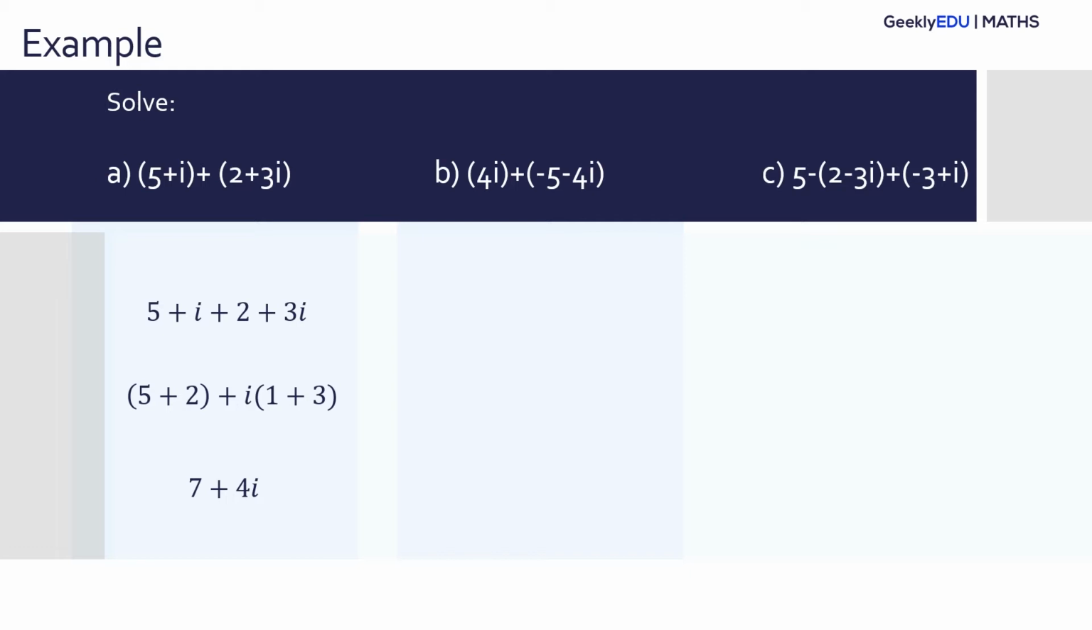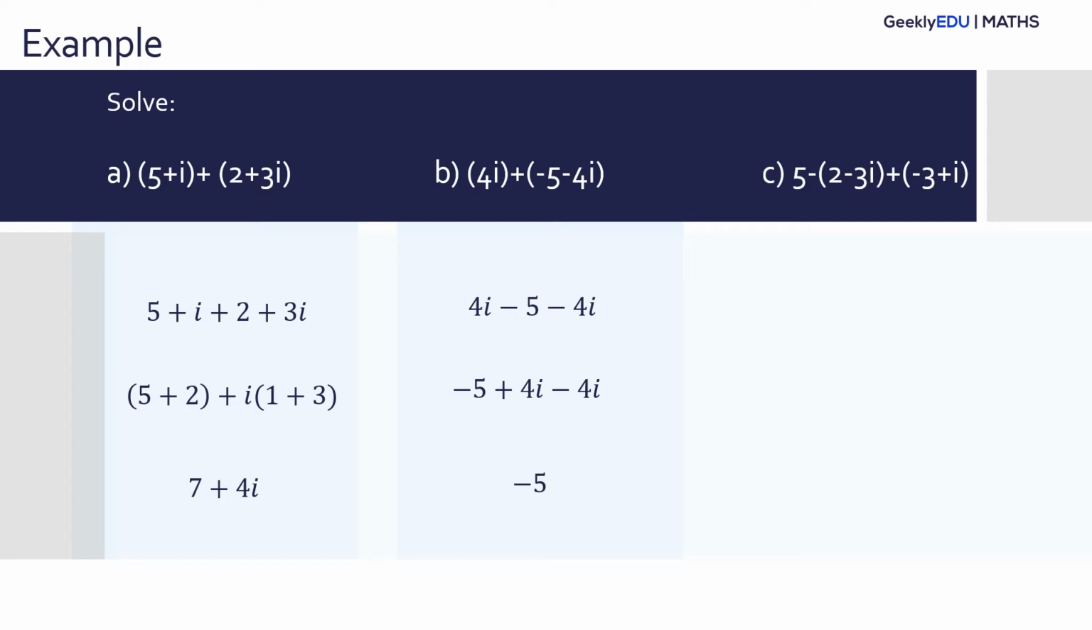For the second example, we are going to do the same. First, remove parentheses, then group like terms, and simplify. In this example, you can see that even if it's a complex number, we can get a real solution.